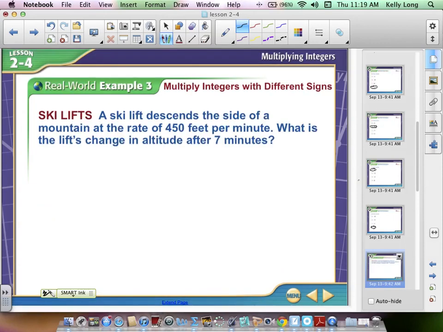A ski lift descends the side of a mountain at the rate of 450 feet per minute. What is the lift's change in altitude after 7 minutes? Well, for every minute, it's going down 450. So in 7 minutes, how much did it change? Well, first thing you got to look at is what? It's descending 450 feet. So that's really a what? A negative 450. All right, and then I can multiply that by 7.